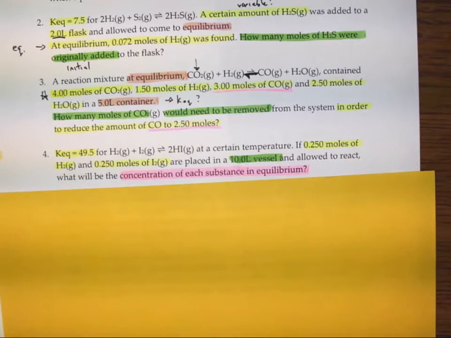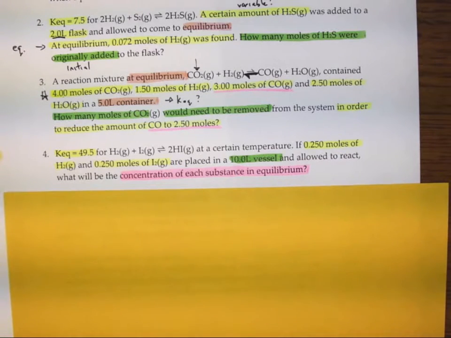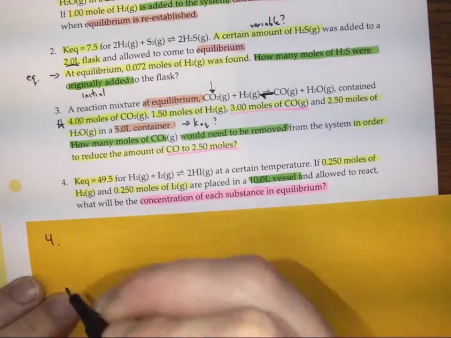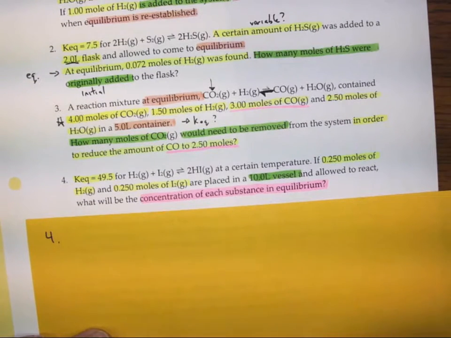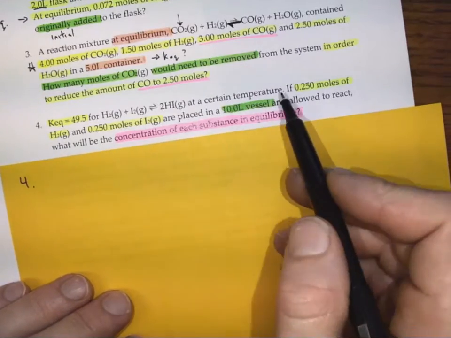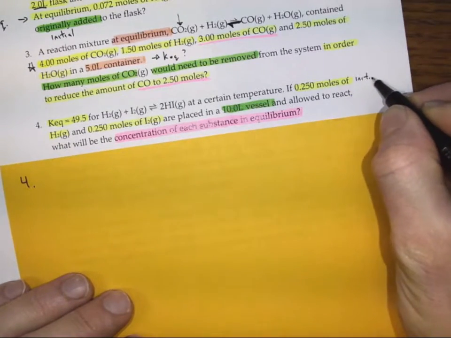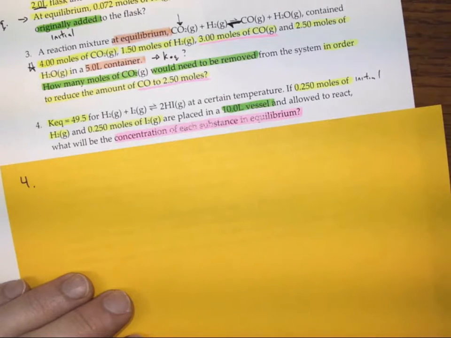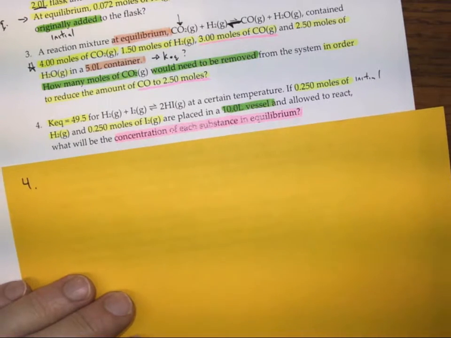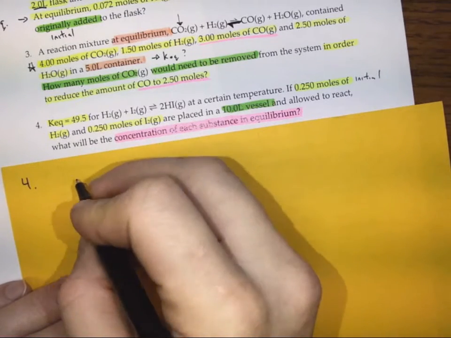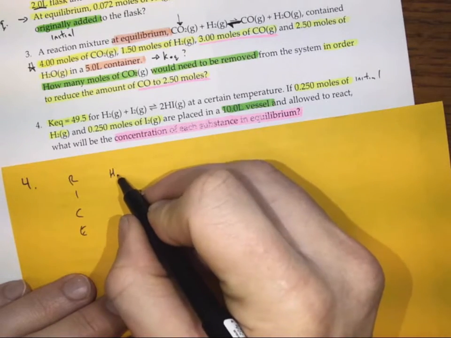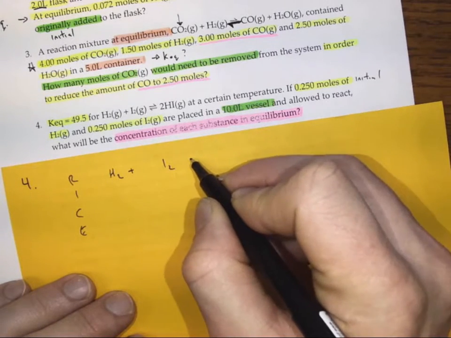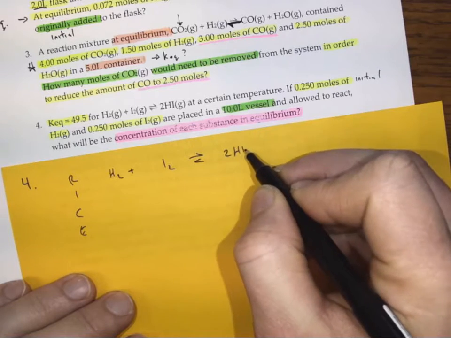All right. So, let's see here. Question 4. Well, it looks like this is a situation where we're comparing initial and final concentrations. Looks a little tricky though, so let's see what goes on here. So RICE, our reaction is our H2 and our I2, and that's in equilibrium with 2 hydrogen iodides.